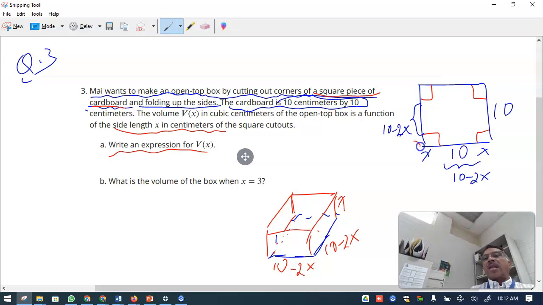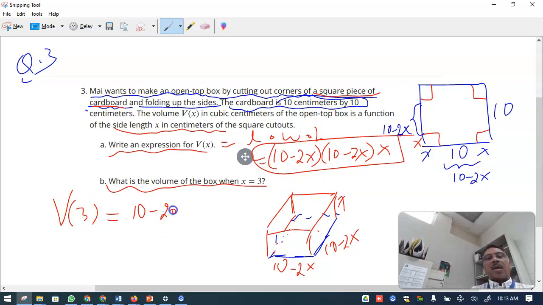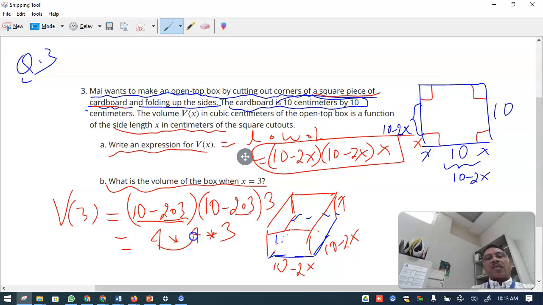So write an expression for the volume of the box created by folding upwards when you cut out a square of length x. So the volume is length times width times height. So the length is 10 minus 2x, the width is 10 minus 2x, and the height is x. There you go, you're done. So what is the volume of the box when x equals 3? So all you do is plug in x equals 3: 10 minus 2 times 3, 10 minus 2 times 3, and then 3. So that comes to 6, and this will be 6. 10 minus 6 will be 4, times 3, and 16 times 3 is 48.